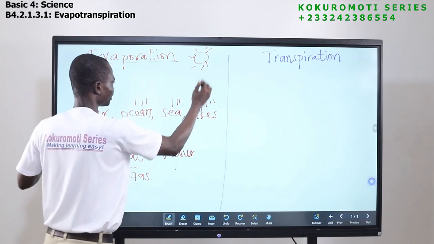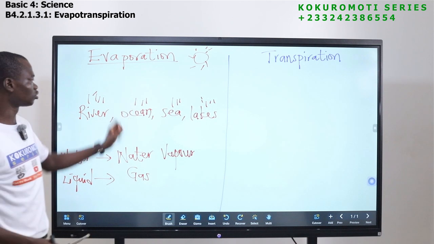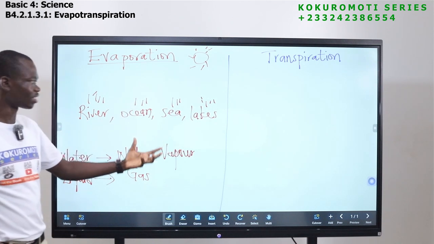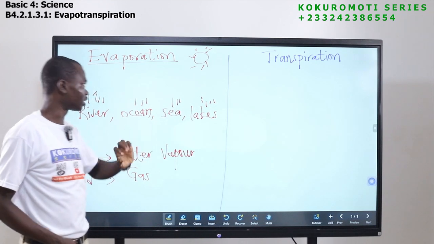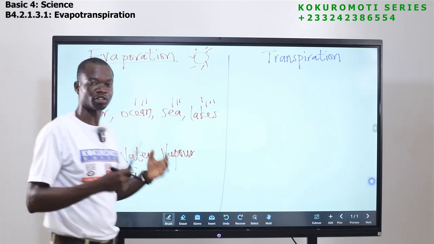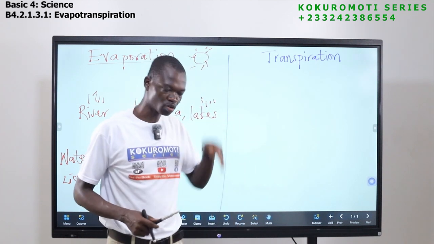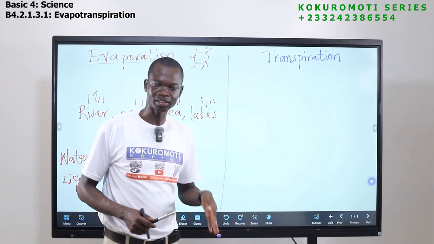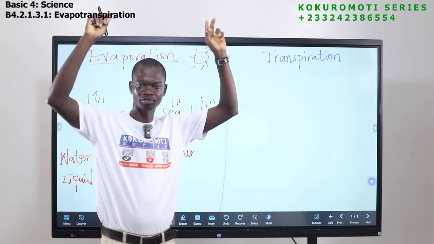So part of the sea will turn into vapor because of the heat from the sun. Part of the ocean too will turn into water vapor because of what? The heat. Part of the sea, part of the lake, all these water bodies, part of it will turn into water vapor. And the water vapor doesn't go into the water, it doesn't go into the soil, it moves up, it goes into the atmosphere.